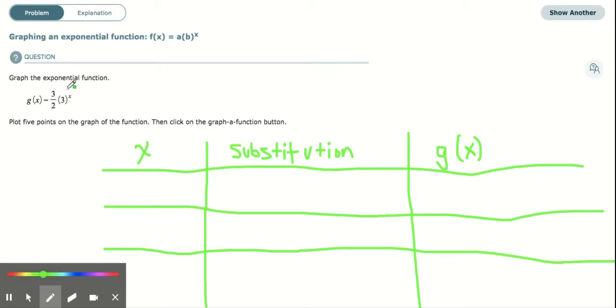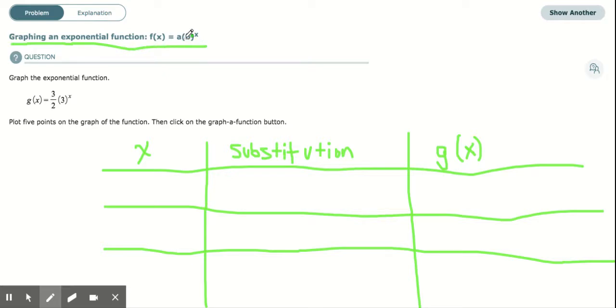So here we're supposed to graph the exponential function, and it's in the form of f of x equals a times b to the power of x. So a in this case is 3 halves. Our b value is 3, and then our x is just x. And here we're looking at the function g of x, right?